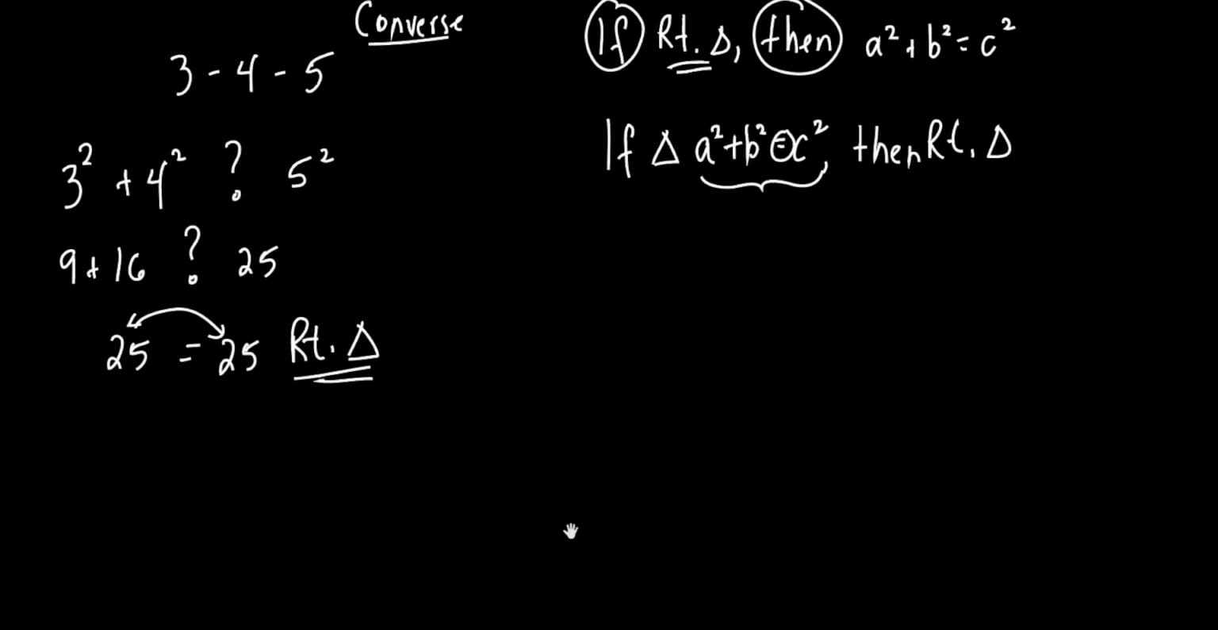This kind of goes with this a little bit. Notice, the key to this one was it's equal, okay? If they are equal, then it's a right triangle. What if they were not equal? Well, it's a great question. I'm glad you asked. So, if a squared plus b squared, I'm going to be more specific than just saying not equal, okay? I'm going to say if it's less, I'm going to go the other way.